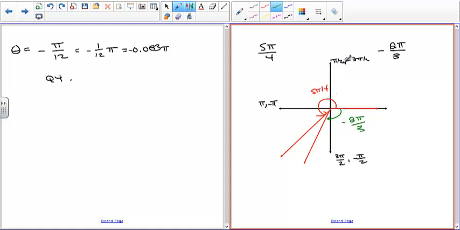Think about what these coordinate directions are: positive x, positive y, negative x, negative y. Where do these numbers fit into that sequence?